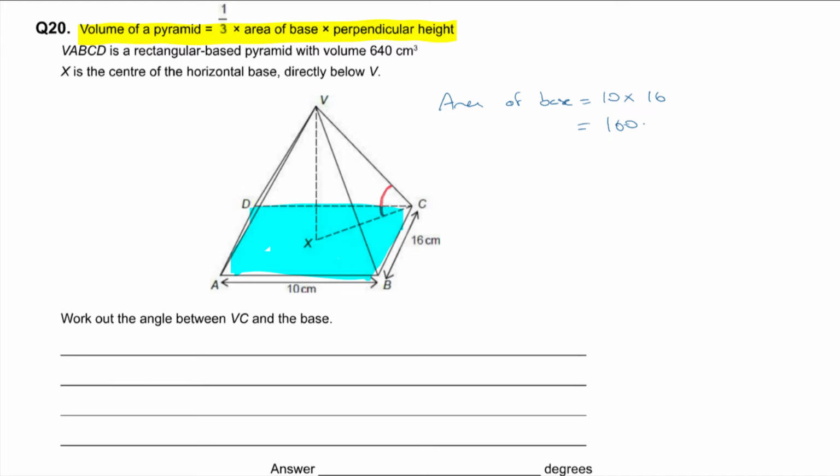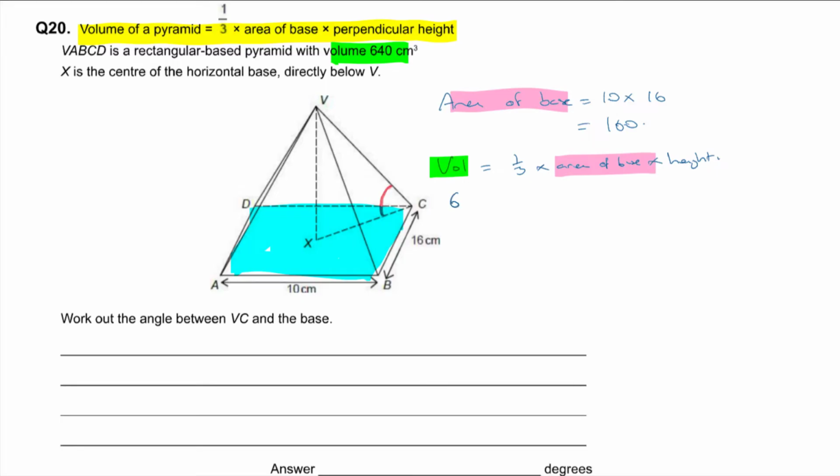Okay, and then we know that the volume is 1/3 of area of base, which we just found, times the perpendicular height. Okay, now we know the volume. It was given here, so we know that the volume is 640. We know the area of the base because we just worked it out. We know what 1/3 is, and that just leaves a height, so we can use this then to find the perpendicular height of the pyramid.